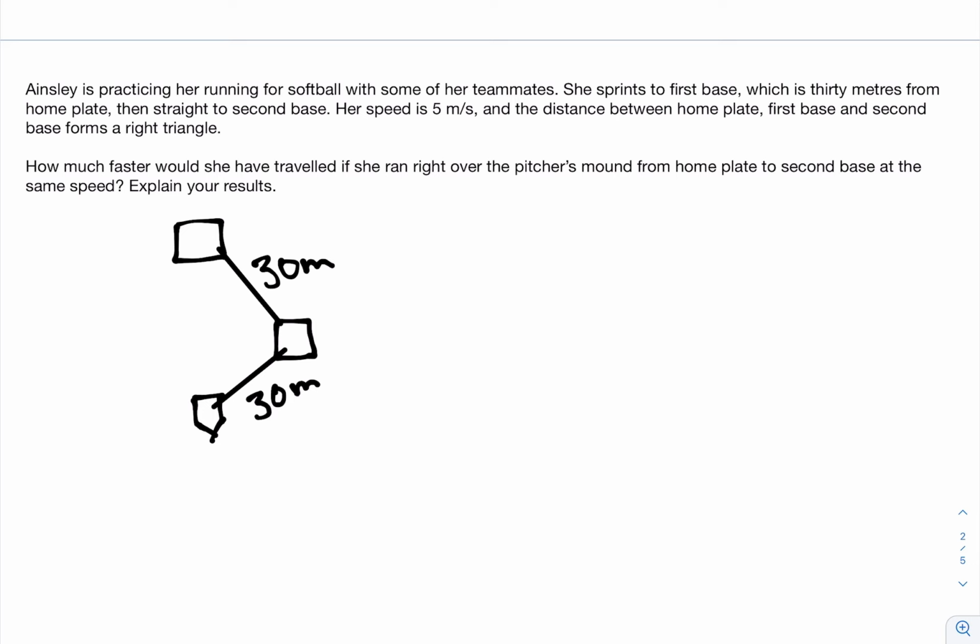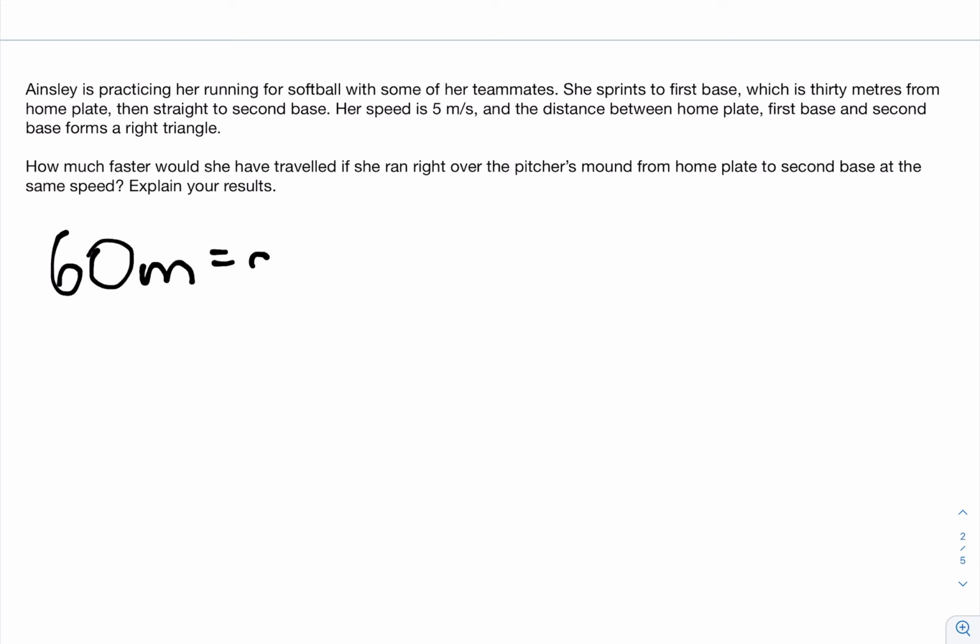Well, we don't have to use Pythagoras for this one because we're not concerned about this distance here yet. We're only concerned about her going from home to first to second, only taking that route. So no weird trigonometry going on here. To find the distance she travels, we just add the distance here to get from home to first and the distance to get from first to second. So her total distance is going to be 60 meters if she takes that original route.